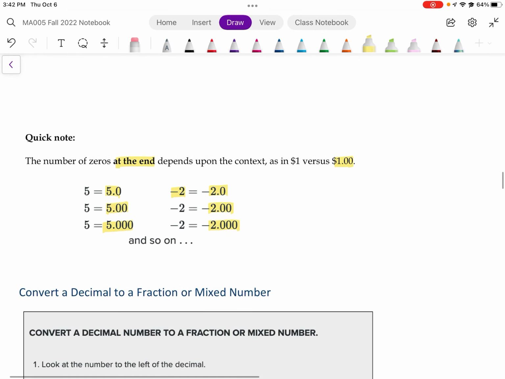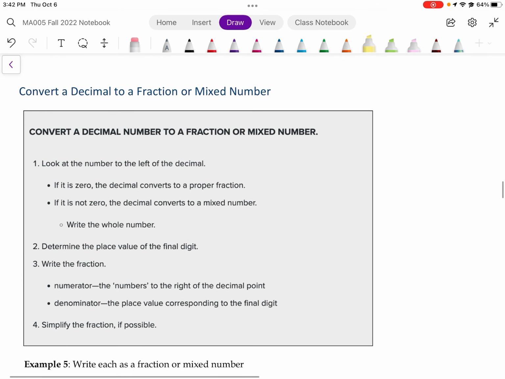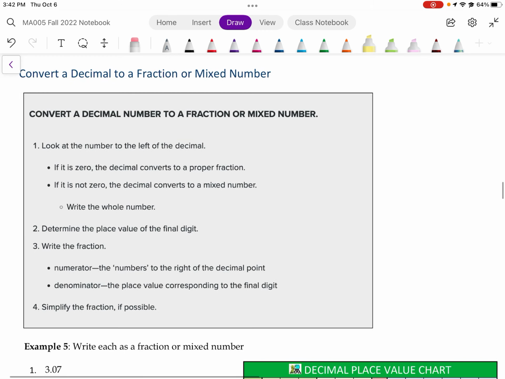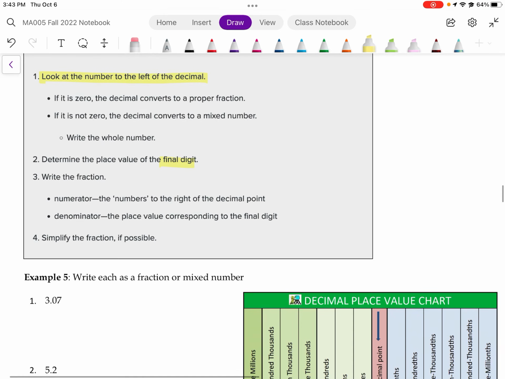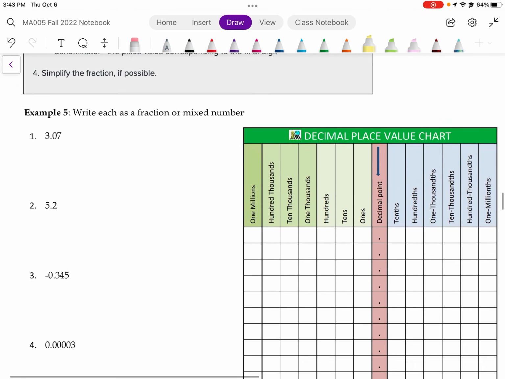All right, so now we're going to look at converting a decimal to a fraction or a mixed number. So here are the steps. I'm not going to read all these to you this time, so please pause and read through this and see if you can make sense of it. Looking at the number to the left of the decimal, that's your whole number or 0. Determine the place value of the final digit like we just did, and then we're going to write the fraction. I'm going to use the chart.